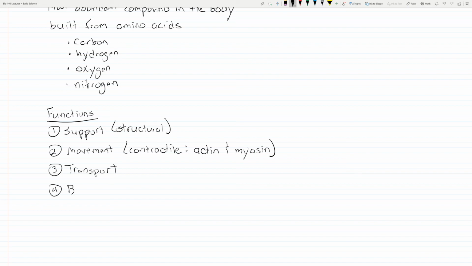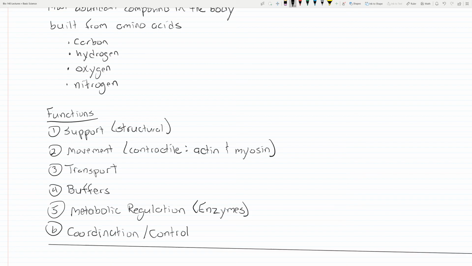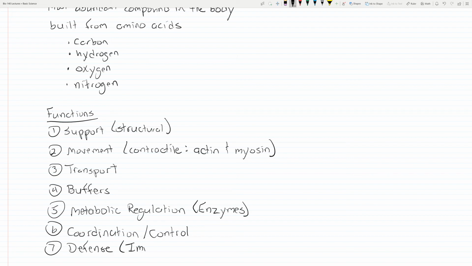They're buffers. You can have proteins in a buffering system. Metabolic regulation. We call these enzymes. Coordination and control. And then defense. They are immunoglobulins.